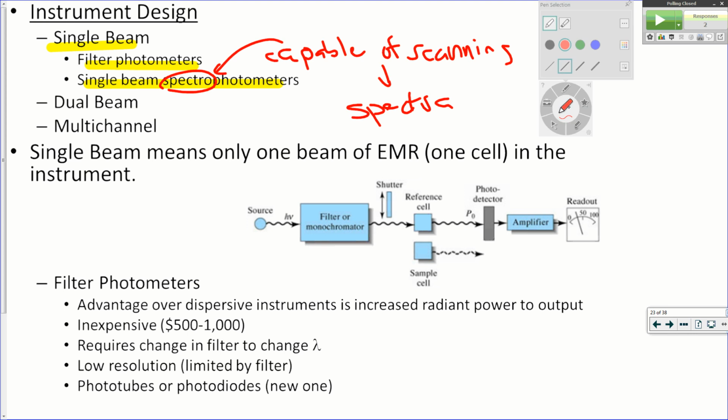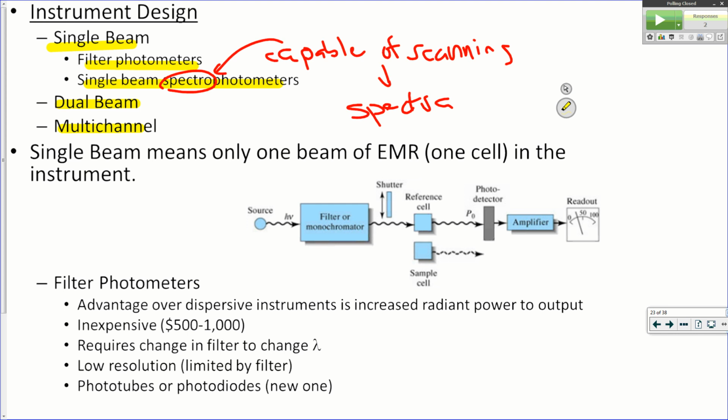A dual beam instrument is going to be an instrument that automatically corrects for the blank, and then a multi-channel instrument. And we've used all of these. If you use the Spectronic 20, that's a single beam instrument. A dual beam's like the Shimadzu instrument that we used in the first couple of labs. And the multi-channel is the photodiode array that we use in our indicator lab.